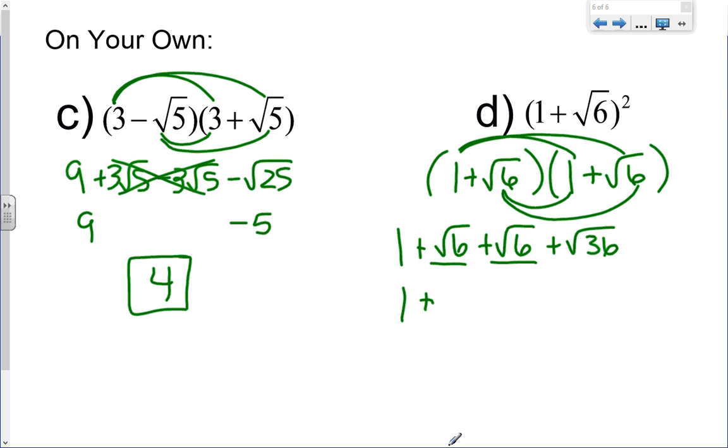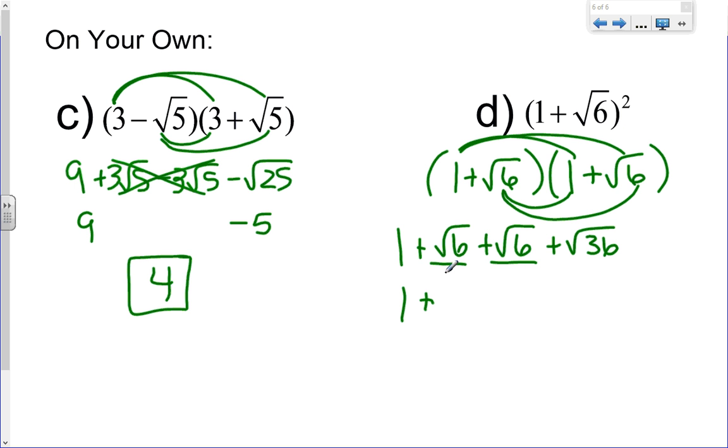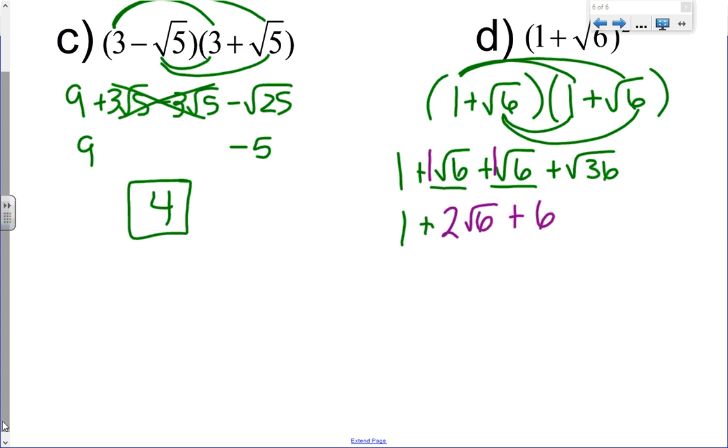Keep in mind that there is a 1 in front of each of these. So when we add those together, we have 2 square roots of 6. Square root of 36 is a perfect square. So we're going to have plus 6. And now when we go through and combine like terms, we have 2 whole numbers to add together. So we have 7 plus 2 square roots of 6.